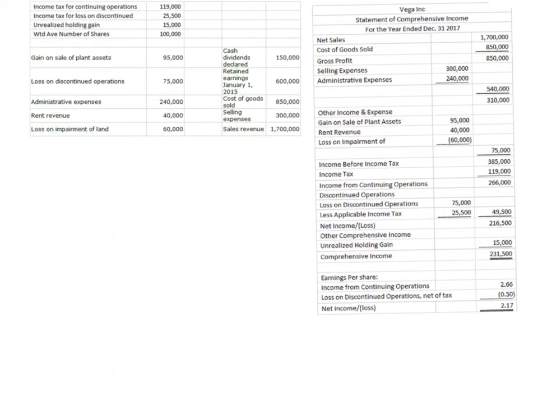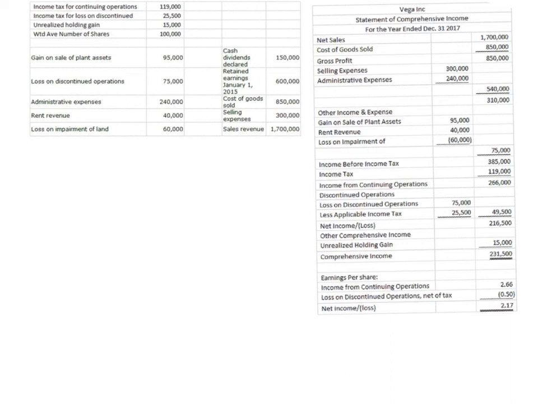But remember, we talked about those other comprehensive things. We had this unrealized holding gain that came in. So we've got to make sure we include that and disclose that for the users. So the 216 plus the 15 unrealized holding gain gives us comprehensive income of $231,500. And that's our income statement, with the exception that we need to have earnings per share.